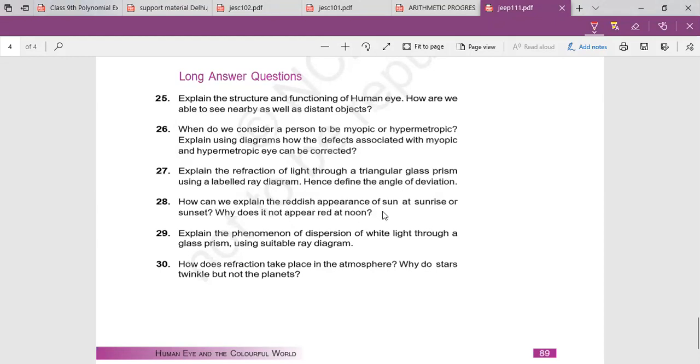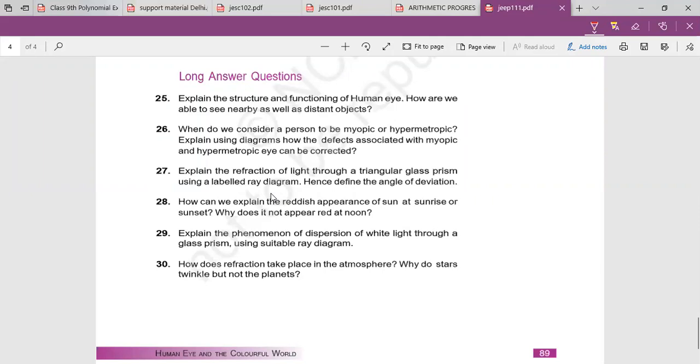How can we explain the reddish appearance of the sun at sunrise or sunset? Why does it not appear red at noon? Just now we have explained the same questions, keep repeating. Explain the phenomenon of dispersion of white light through a glass prism using a suitable ray diagram. Dispersion of light you have to show. How does refraction take place in the atmosphere? Why do stars twinkle but not the planets? These are the 3-marker questions which are continuously asked. In every exam you will get these questions. Only these questions are asked from this chapter, nothing else.